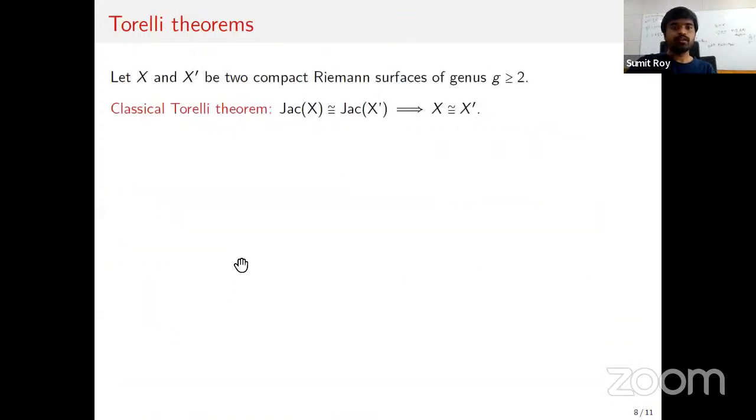Okay. So let me come to the second part, which is Torelli theorems. So the basic Torelli theorem says, consider two compact Riemann surfaces of the same genus, greater than or equal to 2. The classic Torelli theorem says, if the Jacobians are isomorphic as polarized varieties, where Jacobian means all degree 0 line bundles, then the curves are isomorphic. Okay? So you can recover the curve from the Jacobian itself. So this is an abelian setup because the Jacobian is an abelian variety.